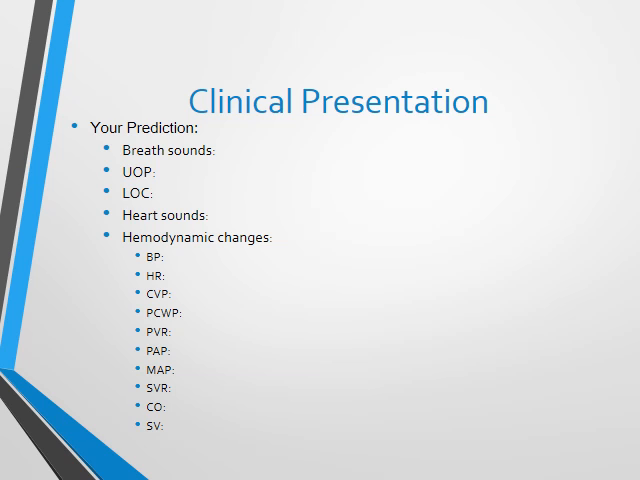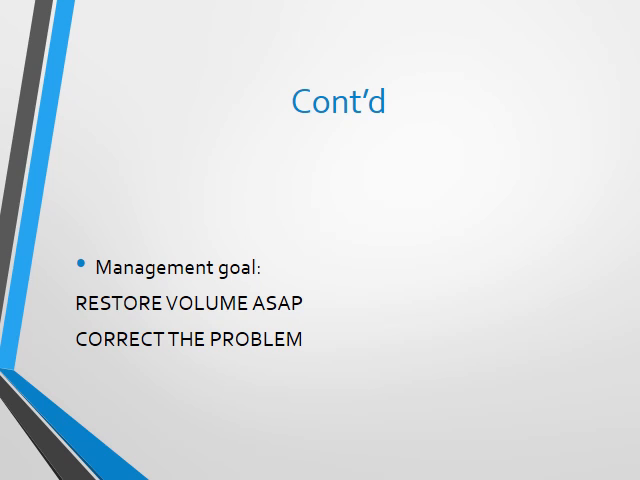And then the rest of your hemodynamic parameters, I will refer you back to those tables at the beginning of the presentation. So your main goal for hypovolemic patients is to restore volume as soon as possible. You need to correct the problem. Do they need to go to surgery? Do they need blood pressure products? Do they need blood products themselves? Do they need medications? What exactly do they need? So you need to fix the problem immediately.